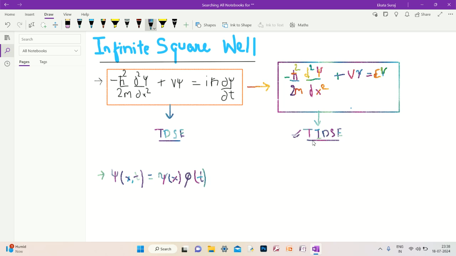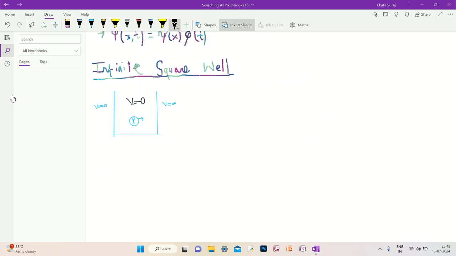The most common example of solving the Schrodinger wave equation is the infinite square well. So what is this infinite square well, and what is its connection with the potential? Now we are going to see this. This is the first case, the infinite square well. So what is an infinite square well?